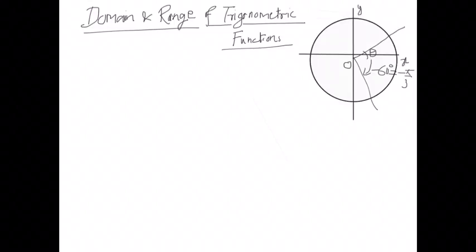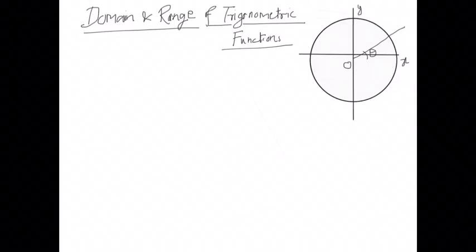And the same angle can be measured from the positive x-axis in the counterclockwise direction, like this, as plus 300 degrees, because 360 minus 60 is 300, which can also be expressed in radians as 5 pi by 3 radians, because 2 pi minus pi by 3 is 5 pi by 3. Therefore, an angle of minus pi by 3 is equal to 5 pi by 3.